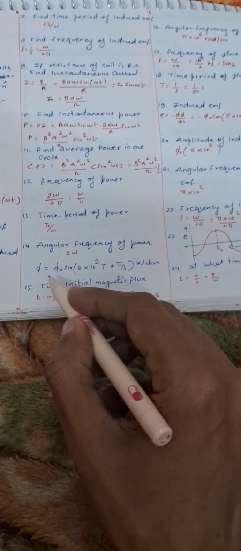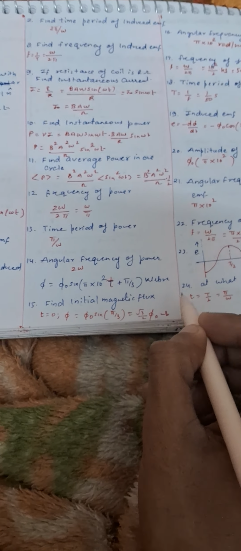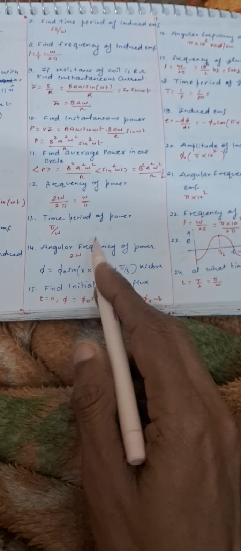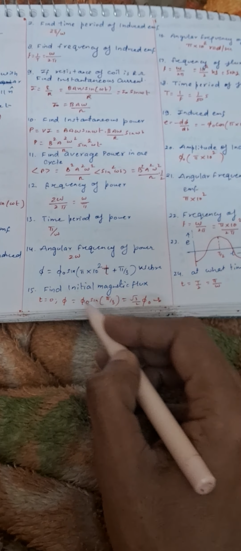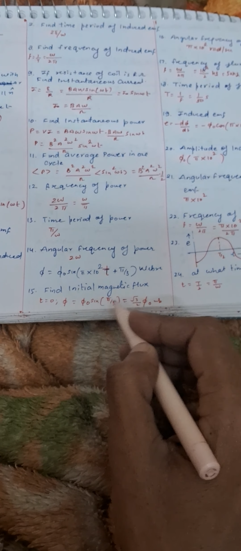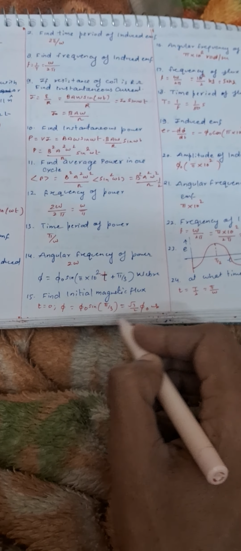Next is the question where magnetic flux is given as phi naught sin of (pi into 10 to the power 2 t plus pi by 3), where t is in seconds and phi is in Weber. The question is find initial magnetic flux. So substitute t equal to 0. We have phi equal to phi naught sin pi by 3. Sin pi by 3 is root 3 by 2. So that will be root 3 by 2 into phi naught.